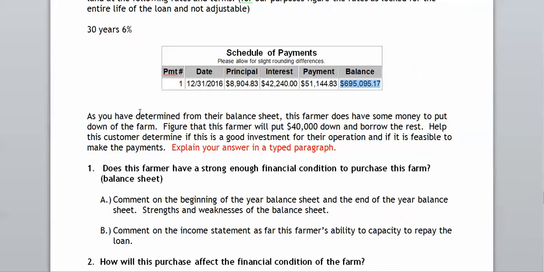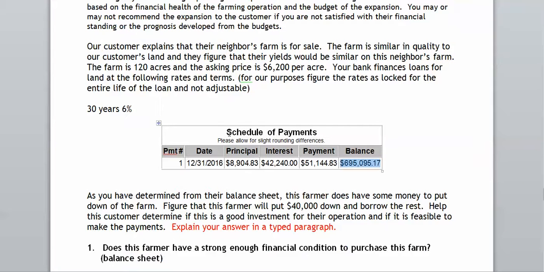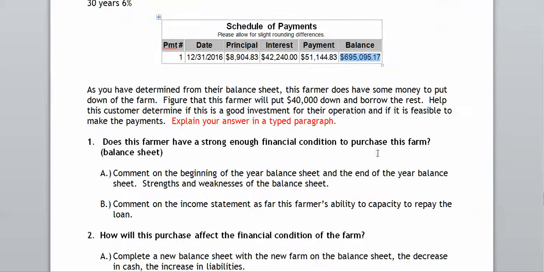As you have determined from their balance sheet, this farmer does have some money to put down on the farm. Figure that this farmer will put down $40,000 and borrow the rest. That's why we're borrowing a total of $704,000 here. The whole note is $744,000. Help this customer determine if this is a good investment for the operation and if it's feasible to make the payments. Explain your answer in typed paragraphs.